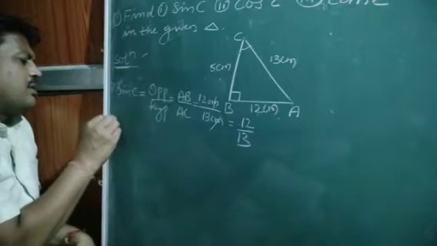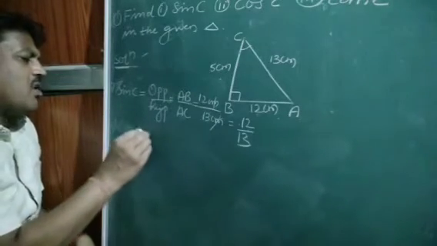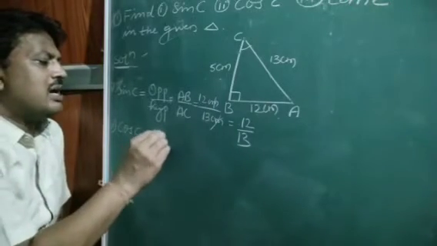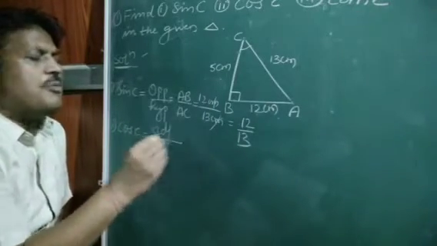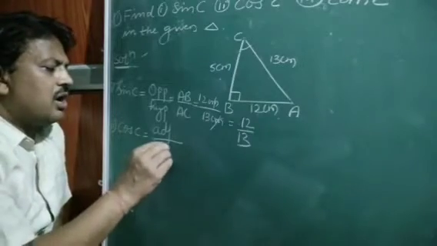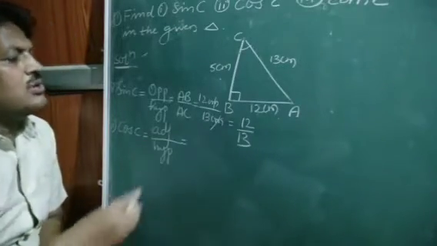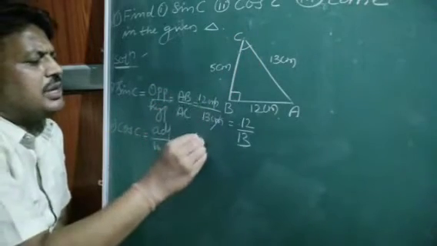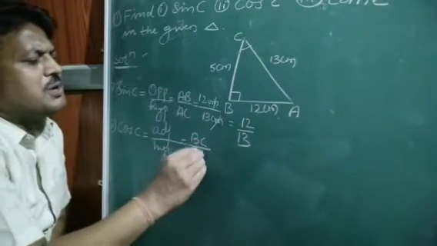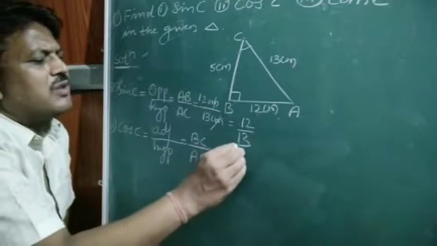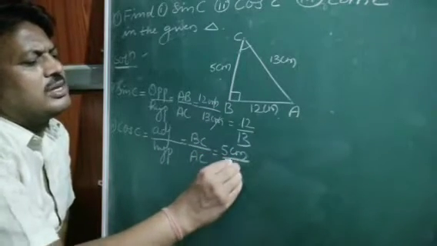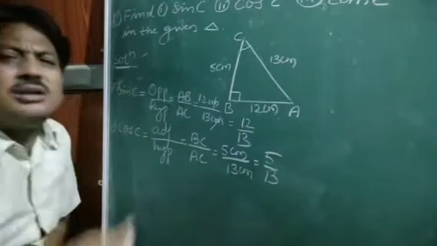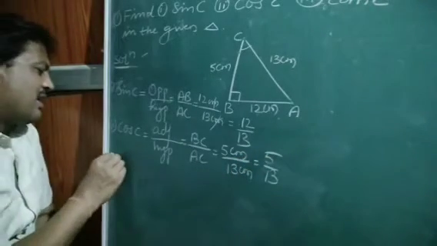Okay. Second one. Cos C formula children, adjacent upon hypotenuse, is equal to adjacent. For this, adjacent is this one, BC upon hypotenuse AC. BC is 5 centimeter upon AC is 13 centimeter. Centimeter cancel. 5 upon 13. And children, next third one.